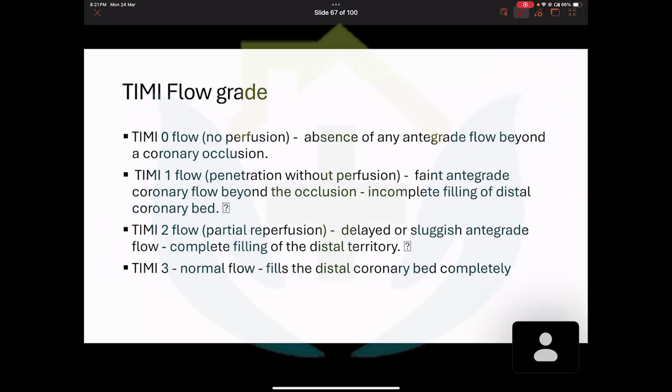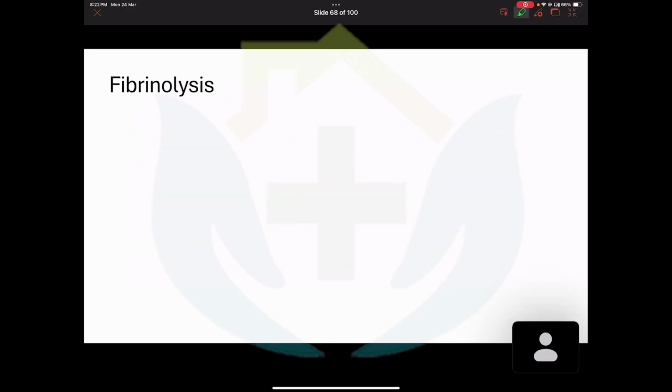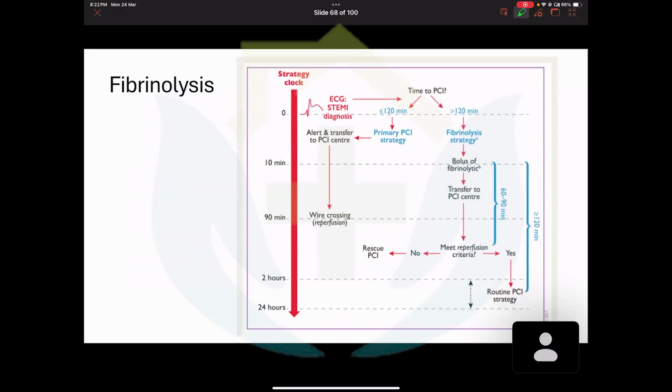TIMI flow grade, very important. Once again, they will ask about what is TIMI 2. TIMI 2 is partial reperfusion. TIMI 3 is normal. Remember, 3 is normal, 0 is no perfusion, and 2 is partial. Sorry, 1 is penetration without the perfusion. So this is also for the PCI.